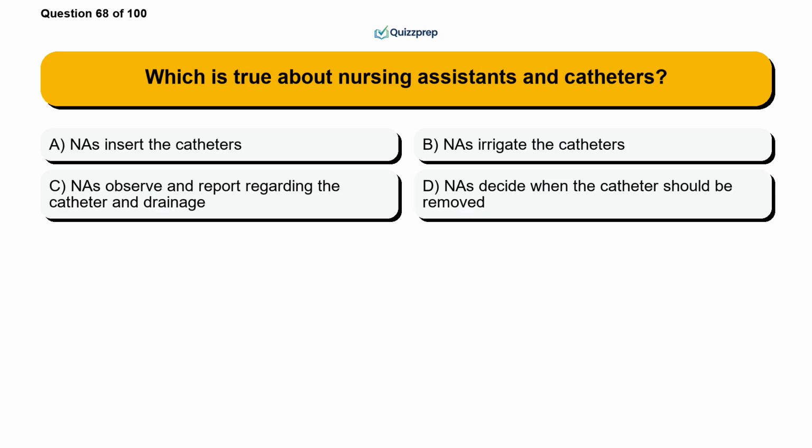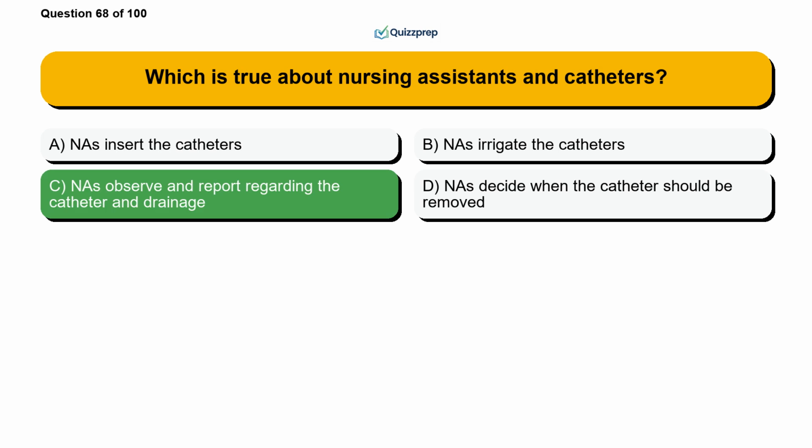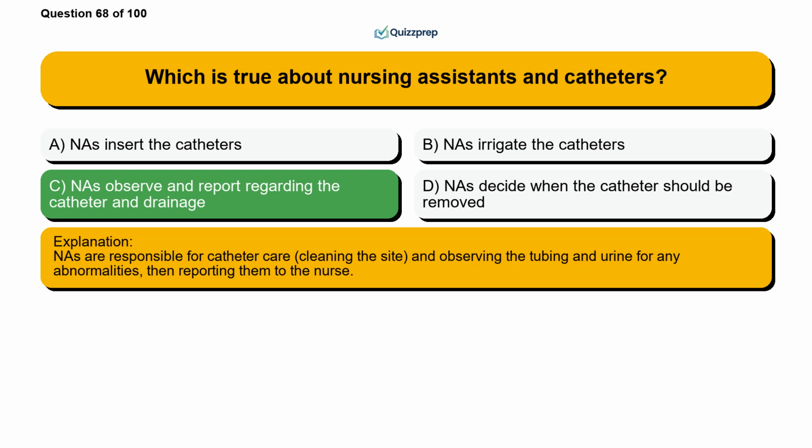Question 68. Which is true about nursing assistants and catheters? Option A, NAs insert the catheters. Option B, NAs irrigate the catheters. Option C, NAs observe and report regarding the catheter and drainage. Option D, NAs decide when the catheter should be removed. The correct answer is option C. NAs observe and report regarding the catheter and drainage. NAs are responsible for catheter care, cleaning the site, and observing the tubing and urine for any abnormalities, then reporting them to the nurse.